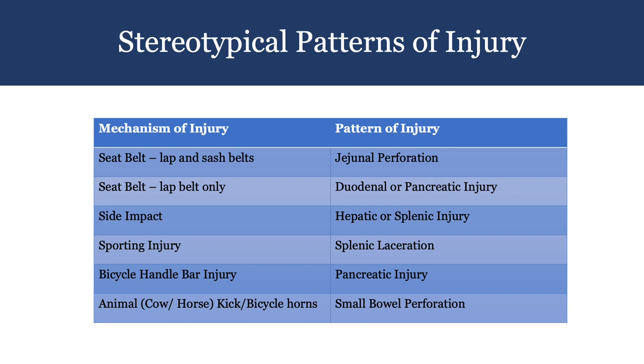Sports-related injuries like punches and in boxing, splenic lacerations, bicycle or handlebar injuries, or injuries by police officers onto an abdomen of a criminal, they have pancreatic injuries and jejunal injuries. And we have incidences where somebody may be horned by the horns of a cow or the horns of a bicycle, and these are usually associated with small bowel perforations.